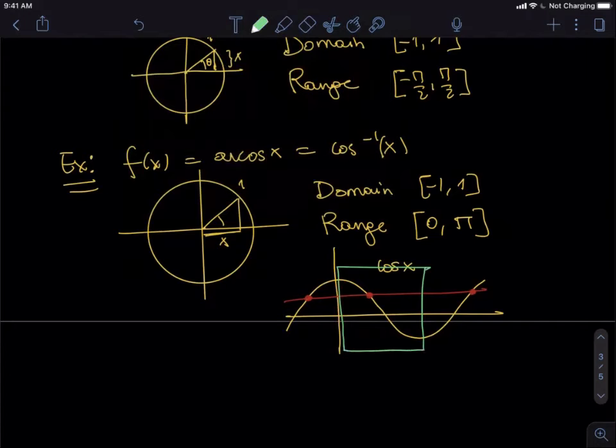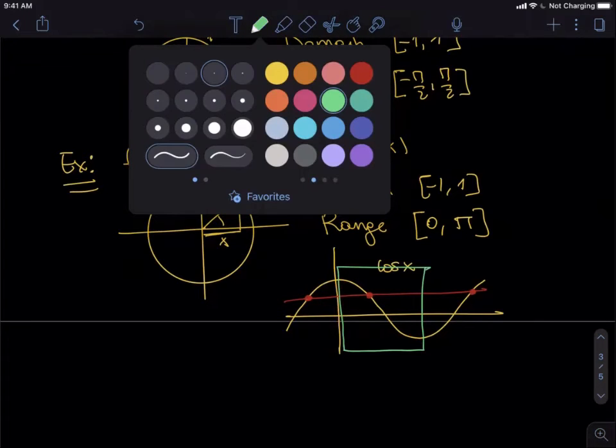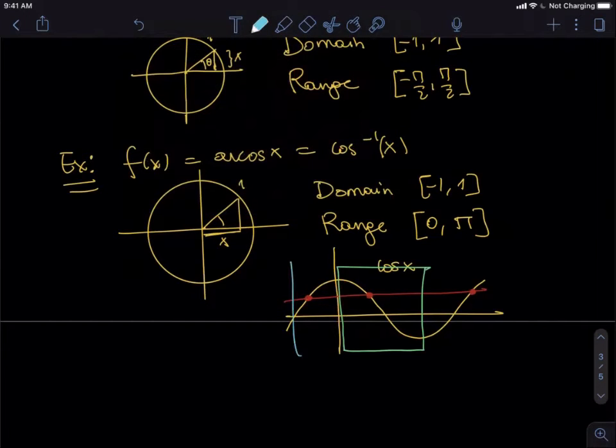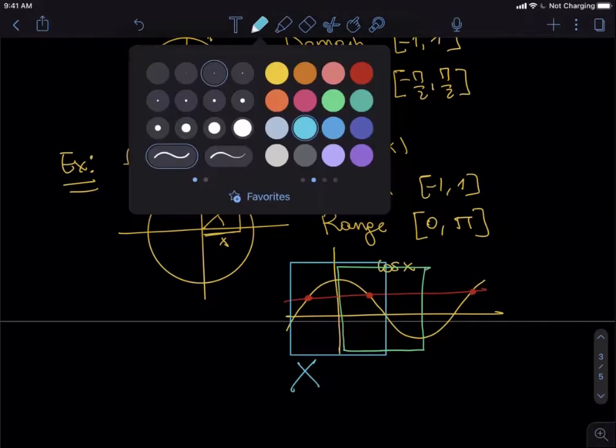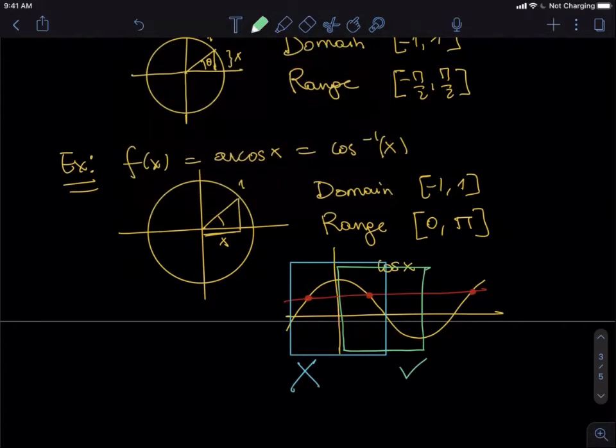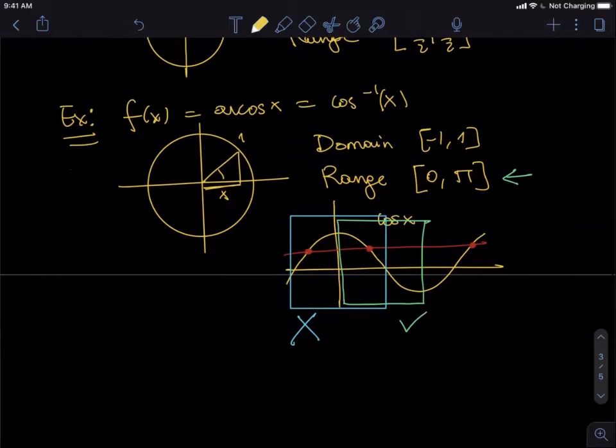Okay, for example, if I take the window here, you see that I'm repeating points. This one and this one. So this window doesn't work. This window does work. So remember, from 0 to pi. Once in a while, it's very important that we remember exactly what's the range of the arcsine and the arccosine.